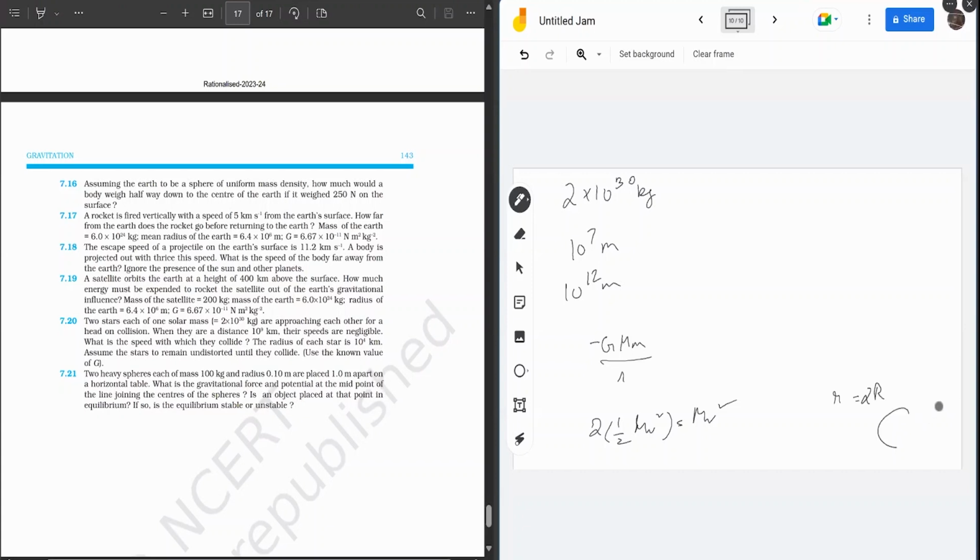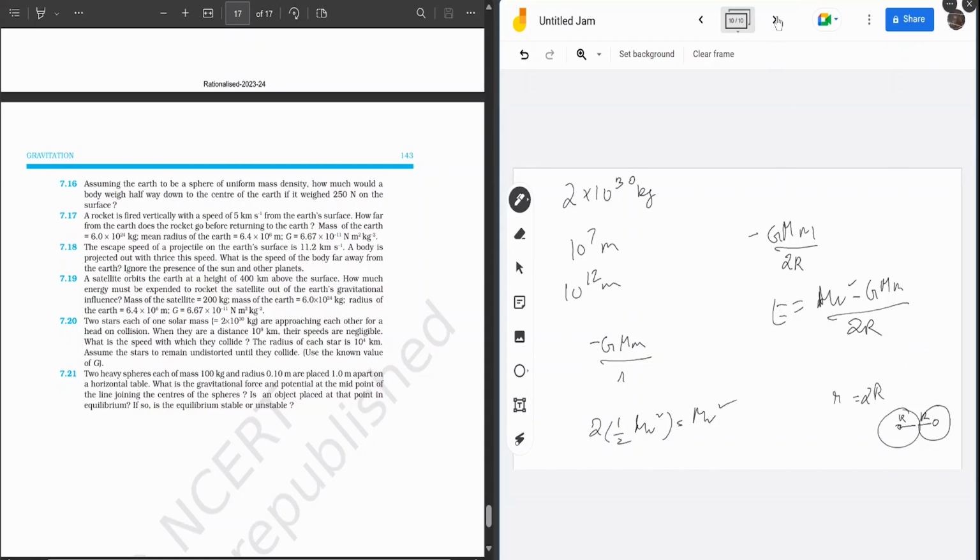Because when they collide, it is going to be one R and another R. So, distance between centers will be 2R. Now, therefore, the final potential energy of the two stars when they are close to each other will be minus GMM by 2R. So, total energy at collision will be E is equal to mv square minus GMM divided by 2R.